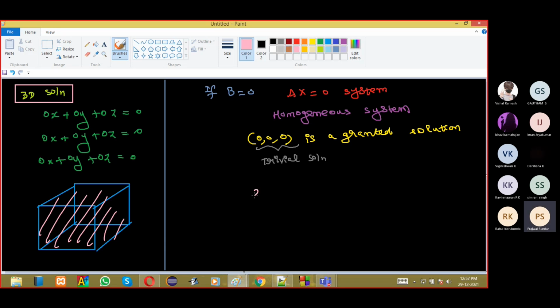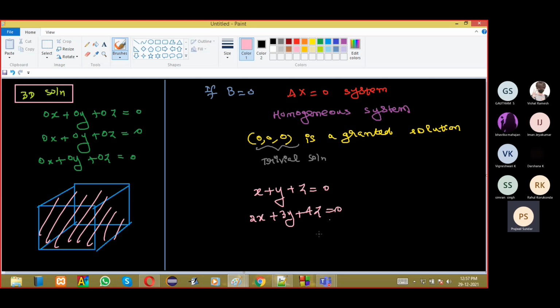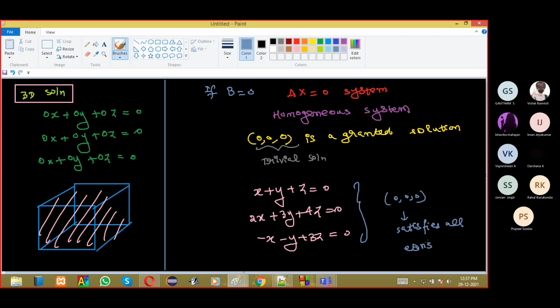Look at, suppose I'm giving x plus y plus z is 0, 2x plus 3y plus 4z equal to 0, and minus x minus y plus 3z is 0. On seeing, you can just tell, right, the 0, 0, 0 solution satisfies. So this is called homogeneous system. Homogeneous system means you will have all constants 0. Definitely 0, 0, 0 is a solution.